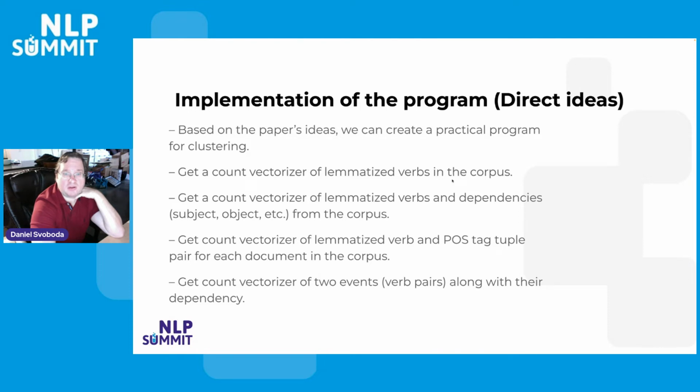We'd have another count vectorizer of lemmatized verbs and their dependencies. So their dependencies would be whether they are a subject, an object in the corpus. We would have a count vectorizer of lemmatized verbs and their part of speech tags, such as noun tag, adverb tag, etc. And finally, we would have a count vectorizer of two events, such as verb pairs, along with their dependencies. Their dependencies indicate how one verb interacts with another, like as a modifier. So these can normally be implemented in SpaCy or NLTK, where you can get, in addition to a part of speech tag, a dependency parser to get these verb pairs.